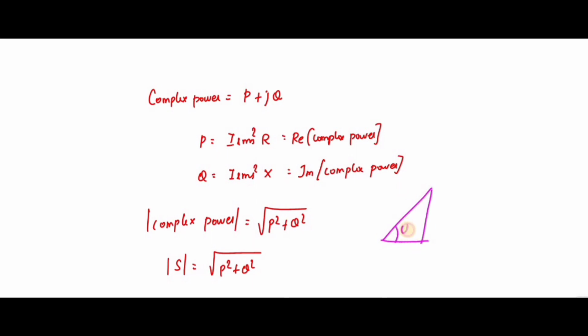You can see if this is theta and this one is P and this one is Q. So I can write S is equal to root of P square plus Q square, and this one is nothing but lagging. If it is leading, the Q will be at the bottom.